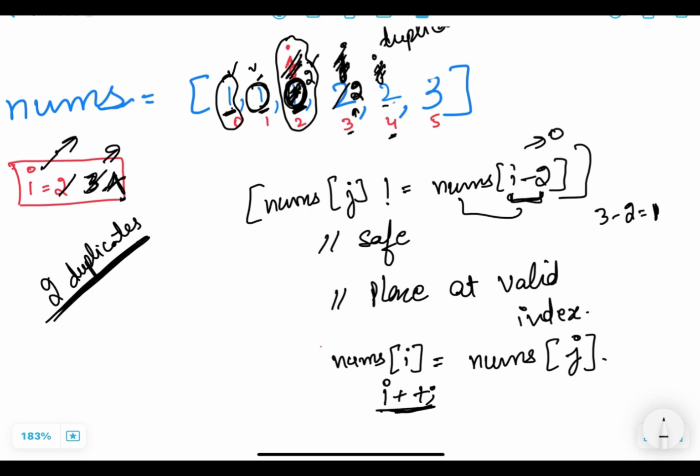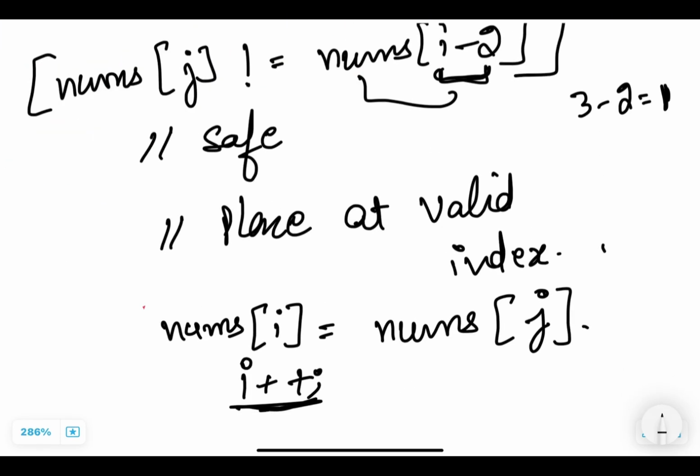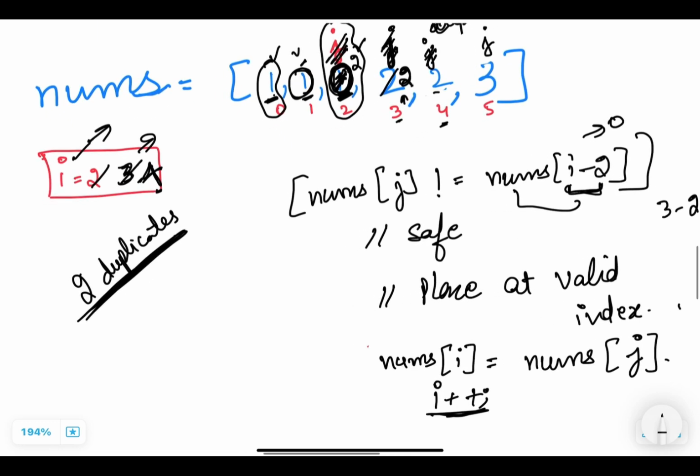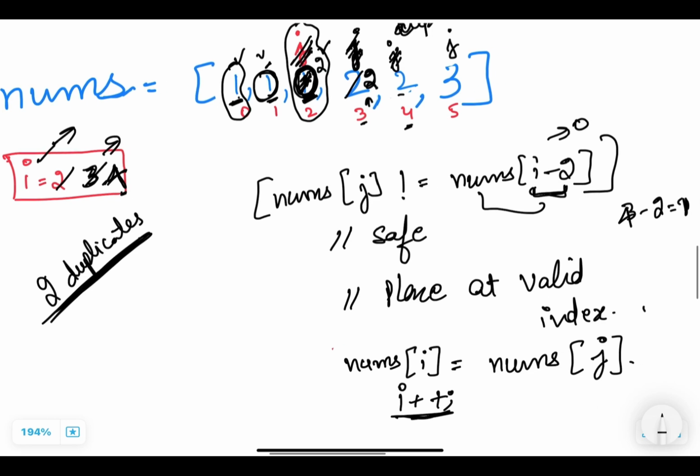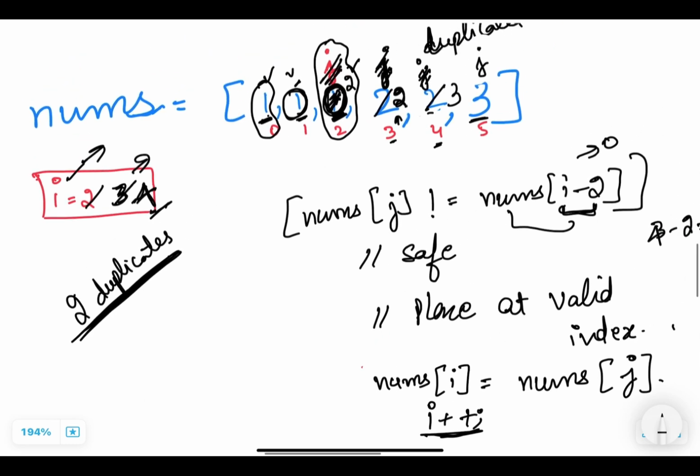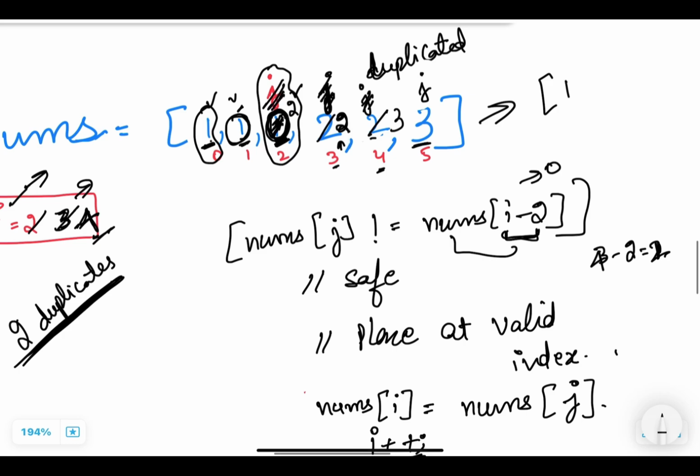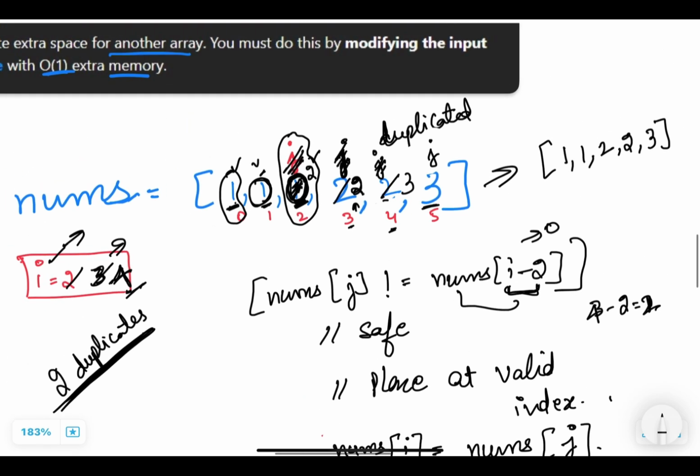Now our j will come at the last index, at 5. Now what we will check, i is 4, 4 minus 2 is 2, we will check whether this 3 and this 2 are equal, which they are not, so we are safe. We will place this 3 at the valid index, and the valid index is 4. So at 4 we will place 3. Now what is our output? It is 1, 1, 2, 2, and 3.